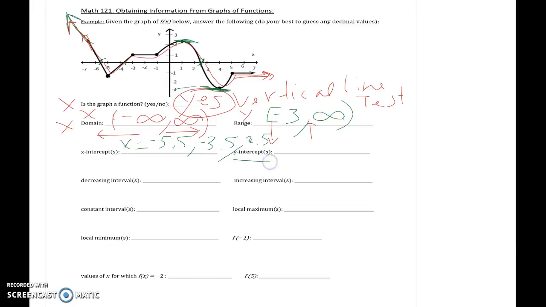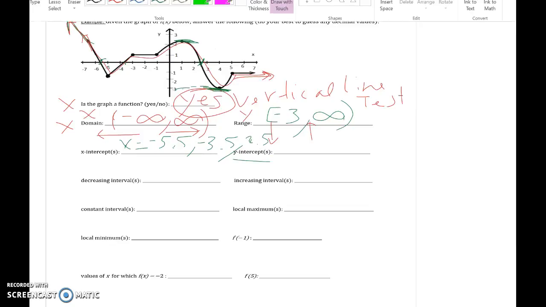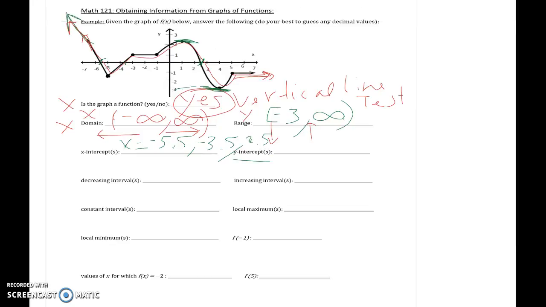Alright, next question. Y-intercept, or intercepts. Well, that is misleading. It sounds like there's going to be more than one, but there's actually only one. This guy right here at y equals 2, it looks like. So for x-intercepts, you only specify the x value. For y-intercepts, you only specify the y value.